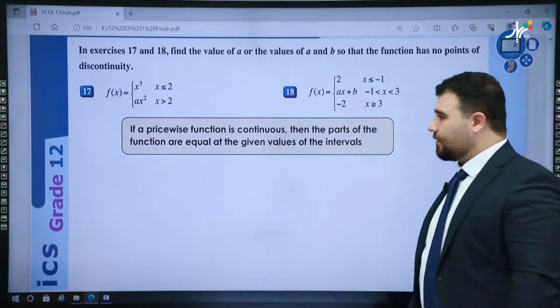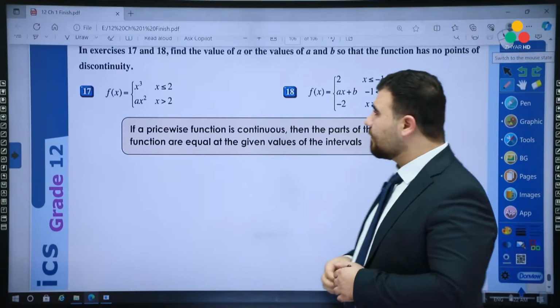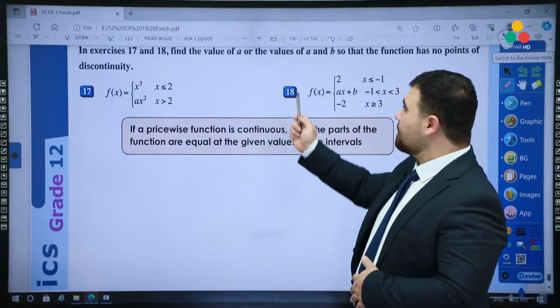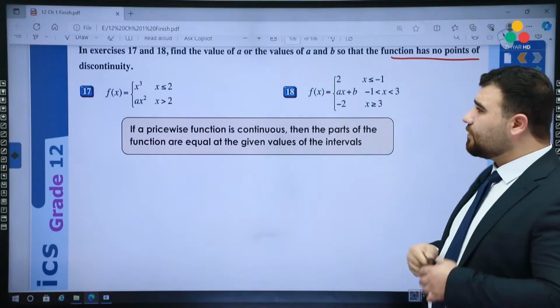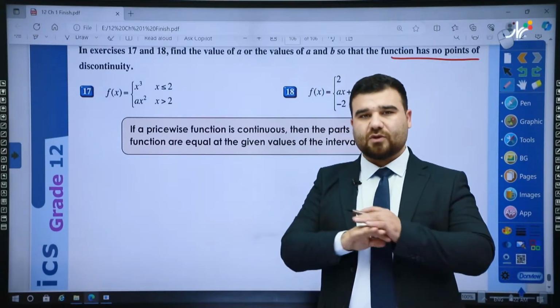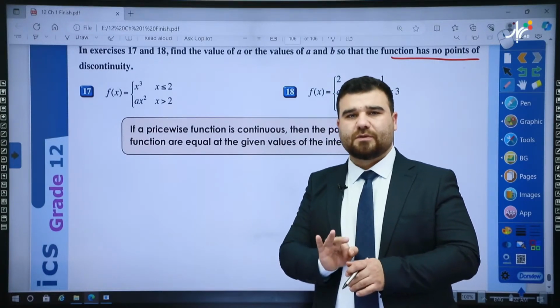These two questions are important. The key of these questions is this: the function has no point of discontinuity. It means the function is continuous. If the function is continuous, it means the three conditions work.